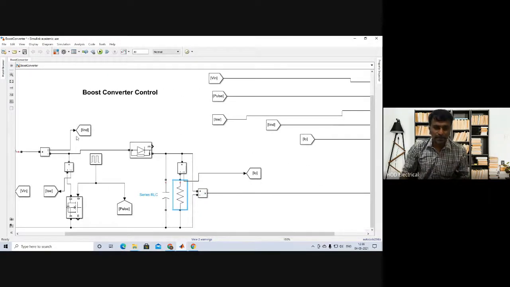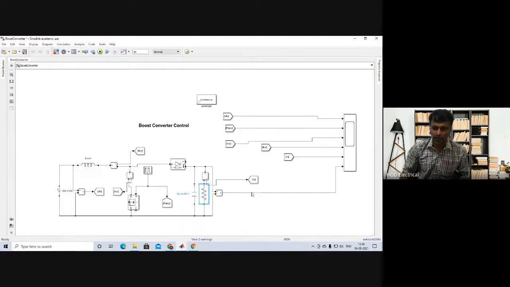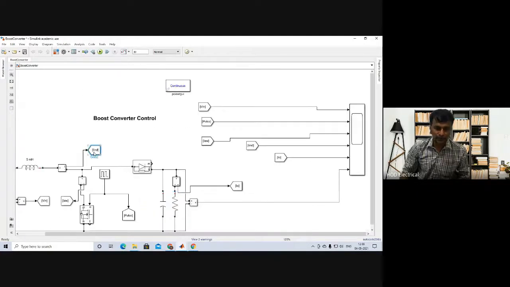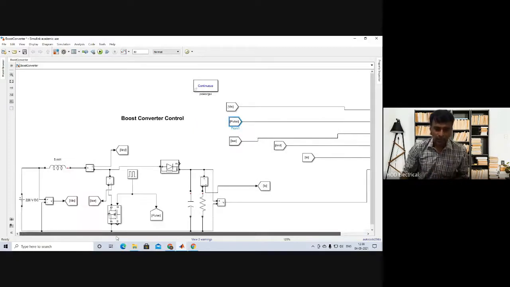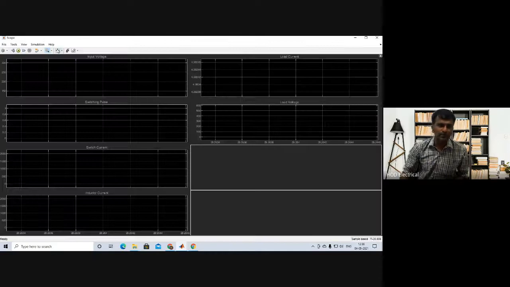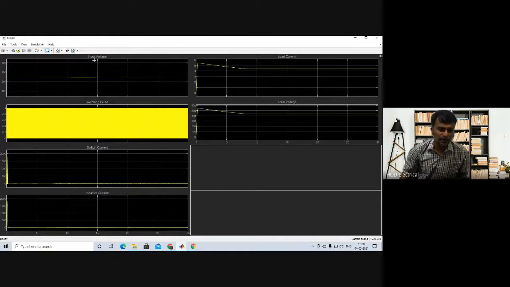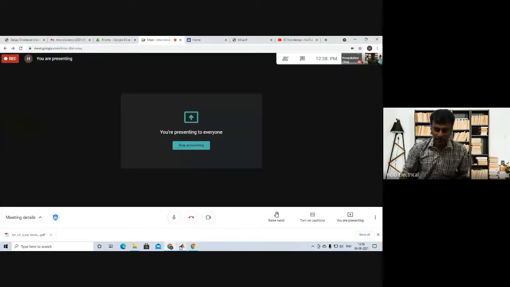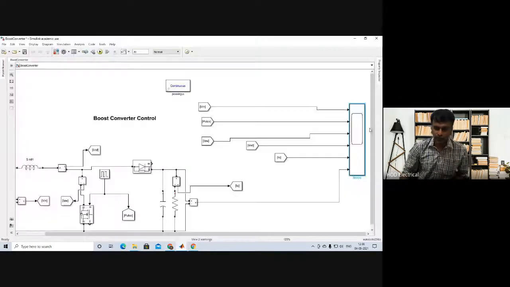Each waveform I have connected to the scope through From and Goto blocks. In the scope waveforms, the first one is the input voltage and switching pulse, then switching current and inductor current, load current and load voltage. Let me run this simulation one time.